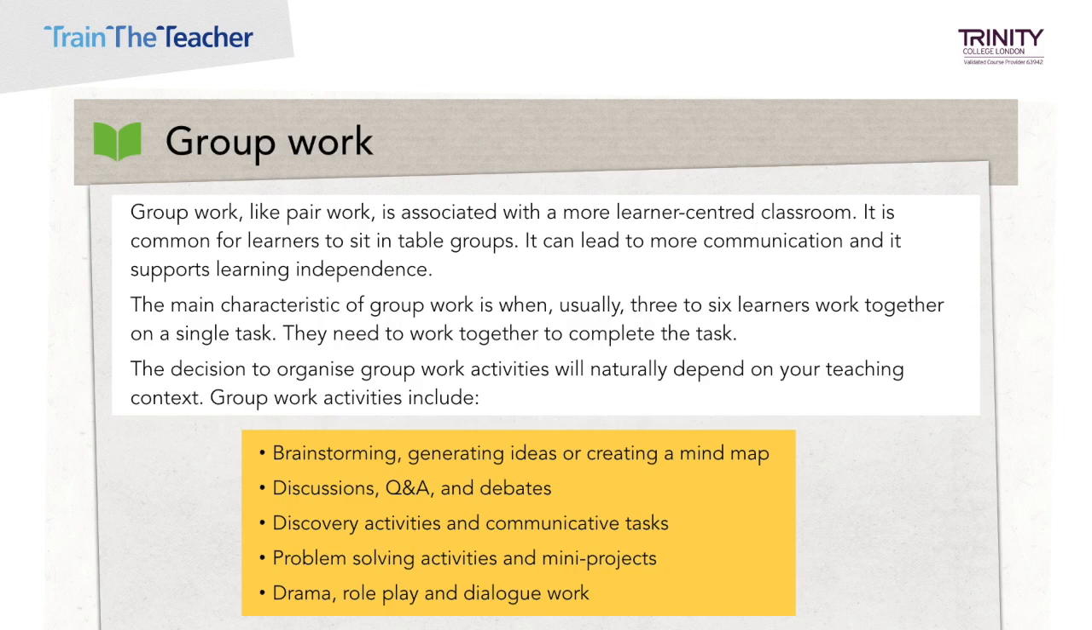Our third type of interaction is group work. Group work, like pair work, is associated with a more learner-centered classroom. It is common for learners to sit in table groups. It can lead to more communication and it supports learning independence. The main characteristic of group work is when, usually, 3 to 6 learners work together on a single task. They need to work together to complete the task.